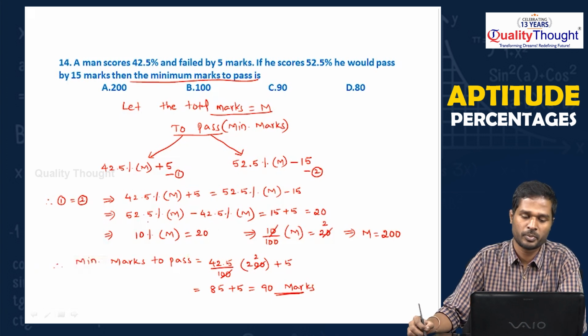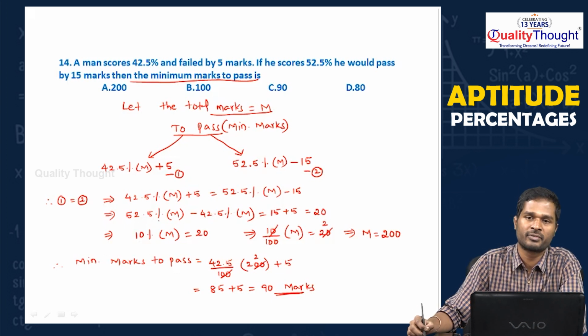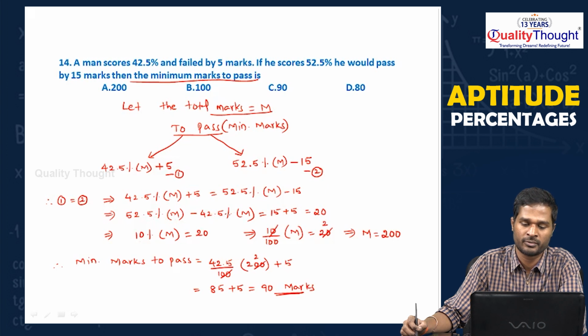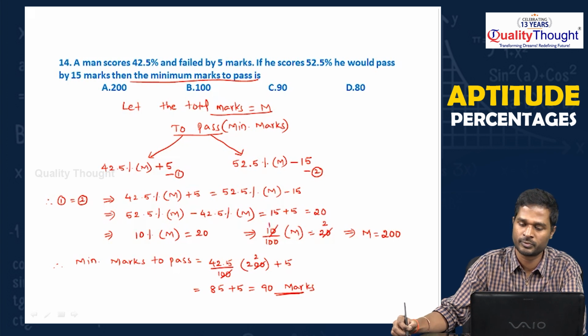So here, 52.5% of the marks minus 42.5% of the marks is 20. So 10% of the marks is 20, which is 10% into marks is equal to 20. 10 ones are 10, twos are 20. So total marks is 200.